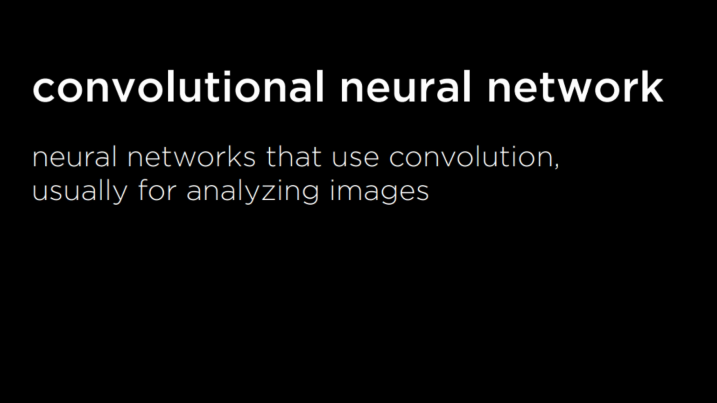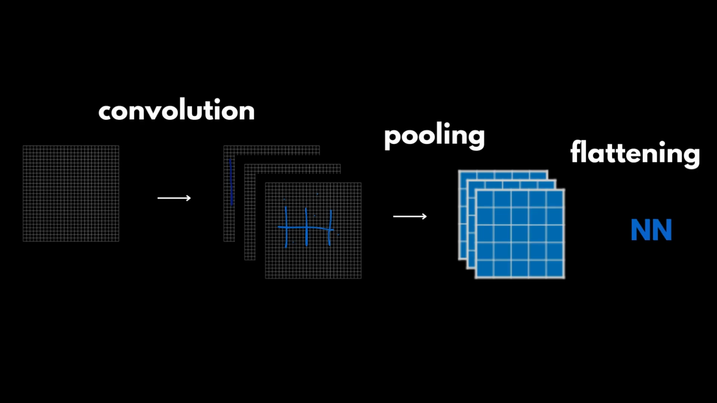So basically a convolutional neural network, or CNN, is a neural network that uses convolutional filters that we apply to images, usually for analyzing images. Now let's see the structure of a CNN. The structure goes like this. First, you have a grid of numbers, a grid of 28 by 28 pixels. Then we apply some convolution filters, we get some values, and then we use pooling.